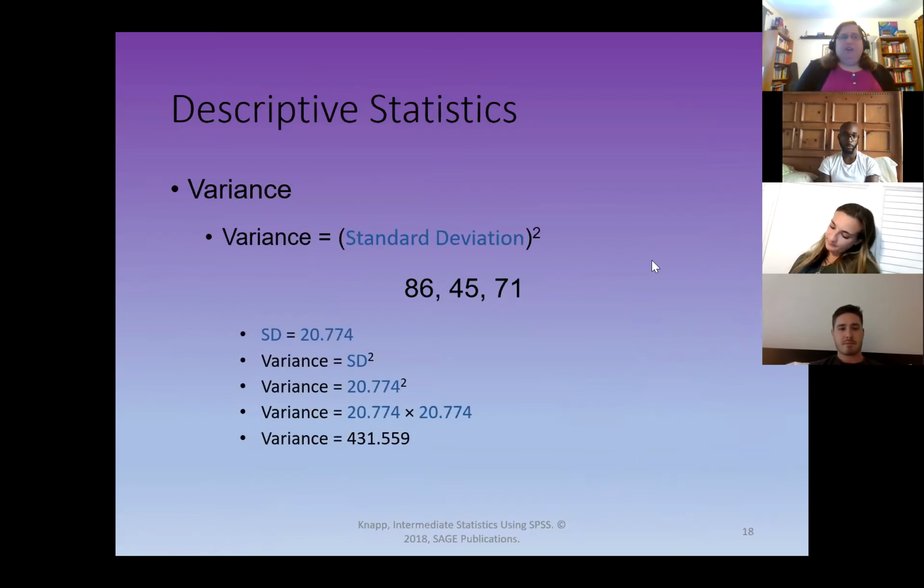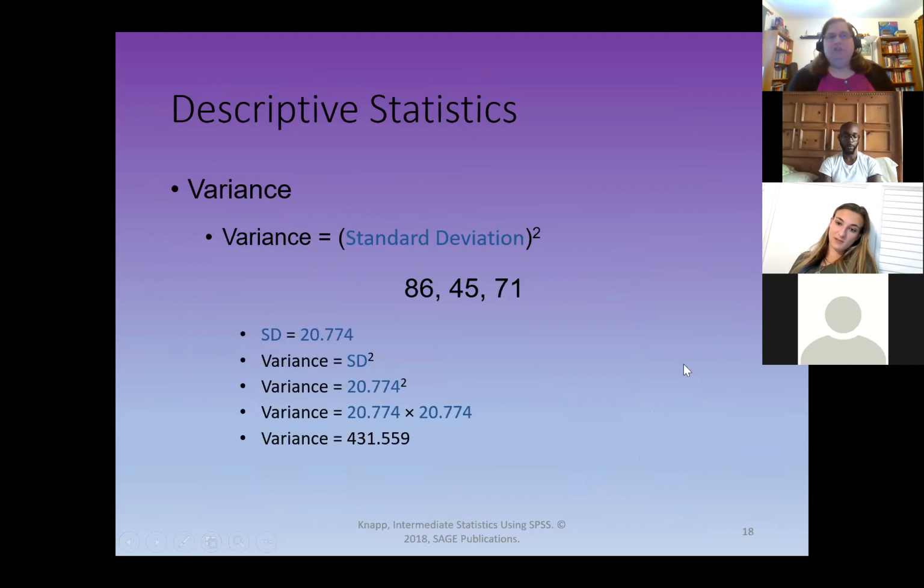So what is variance then? Because you'll see variance come up as another statistic out there. Sometimes people will report it. And it's just taking the standard deviation and squaring it. So just SD times SD gives you variance. If you look at these three numbers, 86, 45, 71, your standard deviation is 20.774. And so you would square that to get 431.559. That would be your variance.